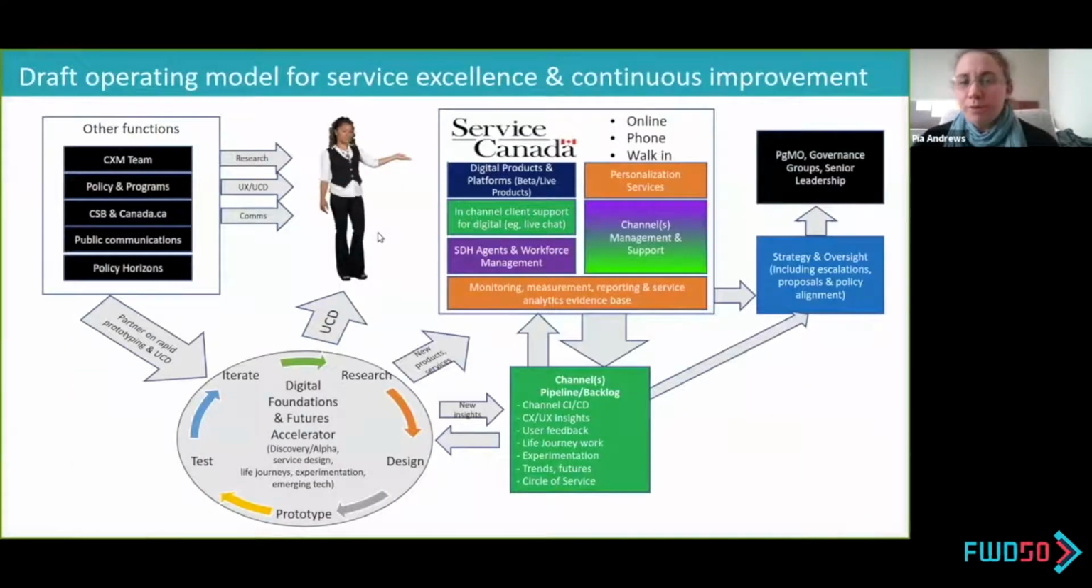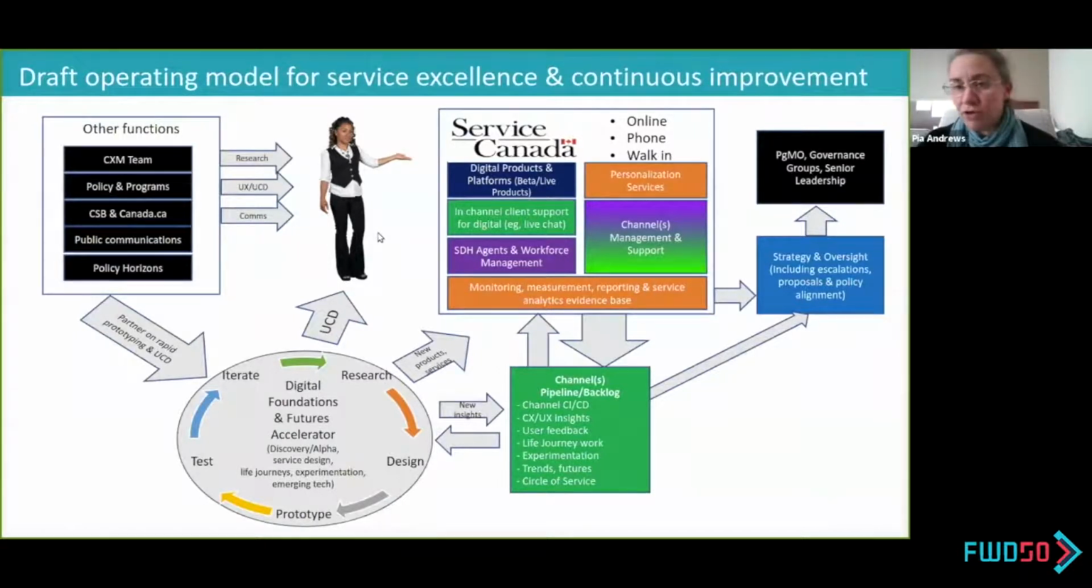What we end up with is an operating model for service excellence and continuous improvement. You can't really have service excellence without continuous improvement, because what's designed perfectly for day one won't scale or be relevant for day two or 200 or 2000. And continuous improvement without a commitment to service excellence ends up with fabulously shiny cogs in a machine that can't operate. So from a user's perspective, they're just interacting with Service Canada.